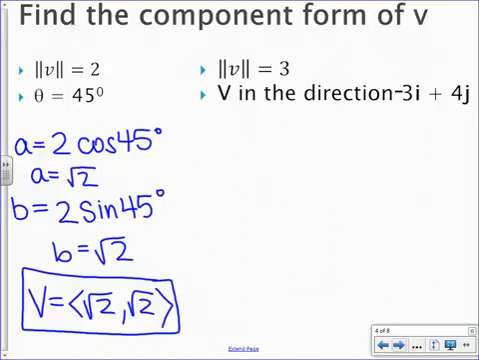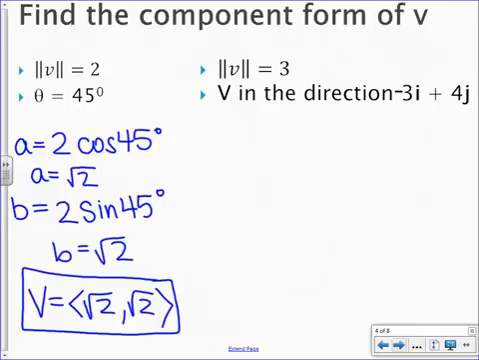Like negative 3, 4? No, what I want is, because negative 3, 4 is not vector v. Vector v is in the same direction as this, but it has magnitude 3. So, what are we going to have to do with the negative 3, 4 vector? What do we need to know from that? If v needs to be in the same direction as negative 3, 4, what do we need to know about negative 3, 4? We need to know its direction angle.